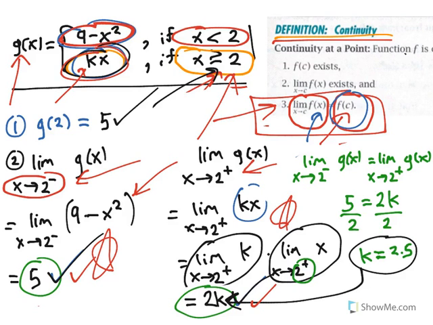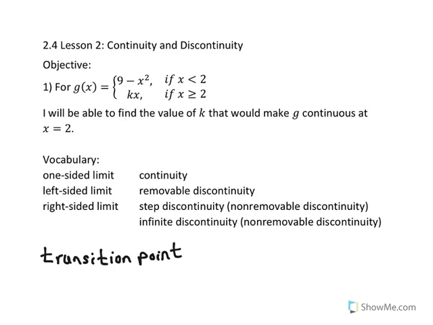So that's something that I wanted to mention in addition to the work for today's lesson. So today we looked at our piecewise defined function, and we were able to find the value of the constant k that would make the function g continuous at the transition point x is equal to 2.